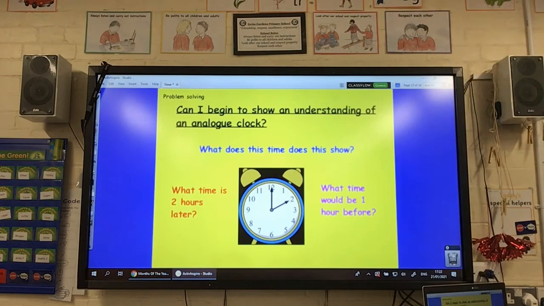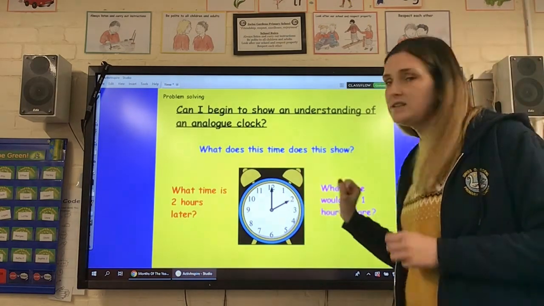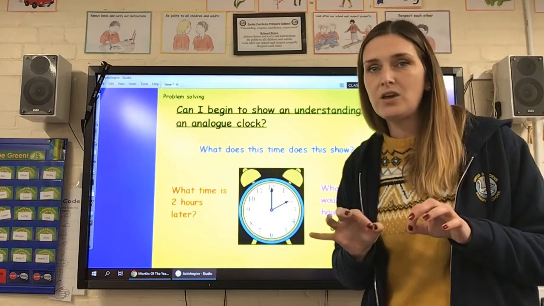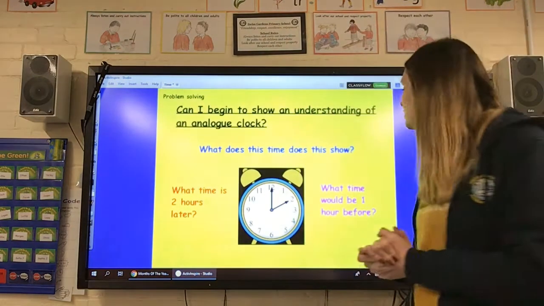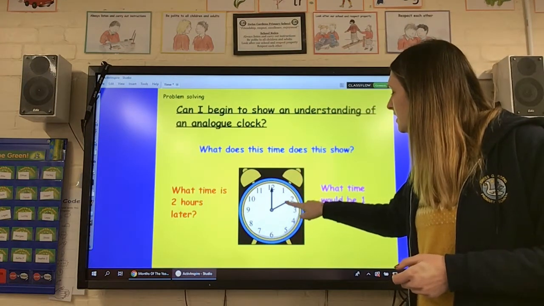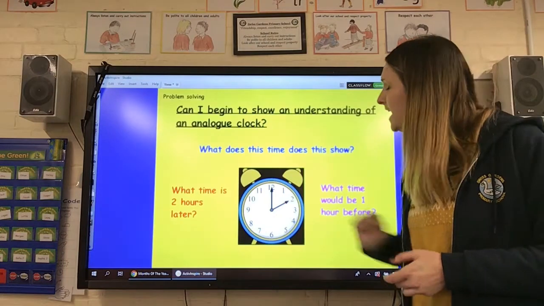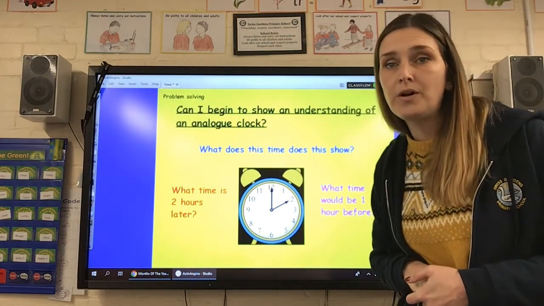Right. Problem solving. Last one. Last activity. So this is our hour hand. This is the start of what we're going to move on to next week. Let's see who already knows a little bit about telling the time. So we've got our hour clock. The hour hand is pointing to the 2. The minute hand is pointing to the 12. That means it is o'clock.